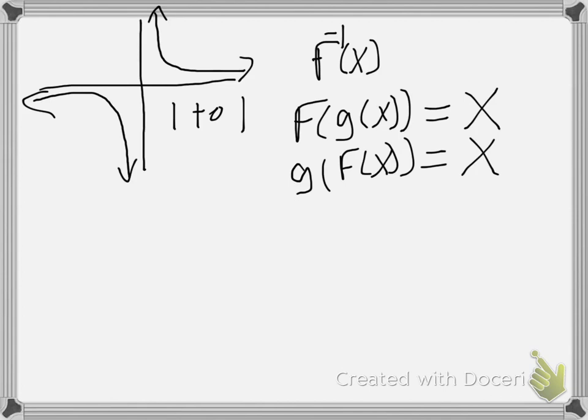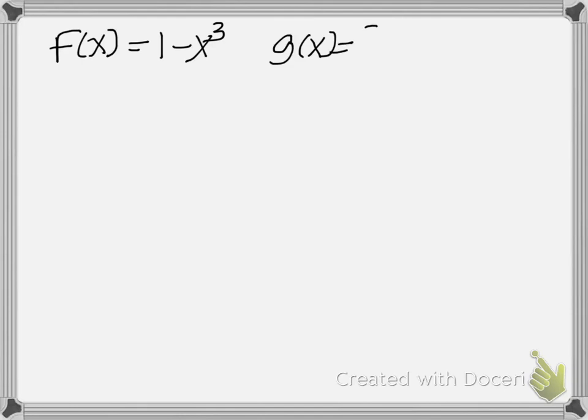Okay, so let's do a little bit of algebra. Okay, we've done it graphically. We've talked about how to tell graphically if functions are inverses. Now we need to do it algebraically. Okay, so we have f of x is equal to 1 minus x cubed. G of x is supposedly the cube root of 1 minus x. And I'm asking you, what do I do to algebraically find out if these are inverses?